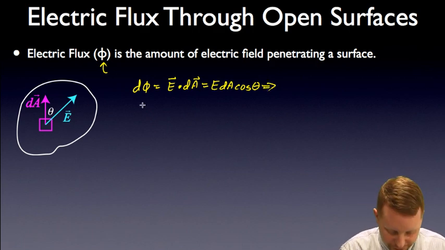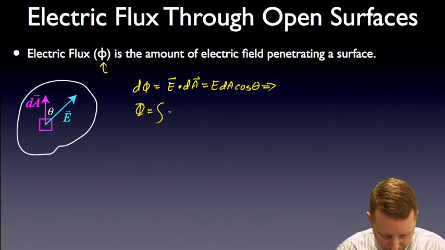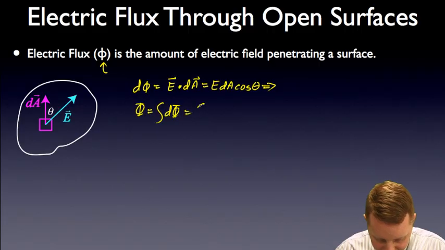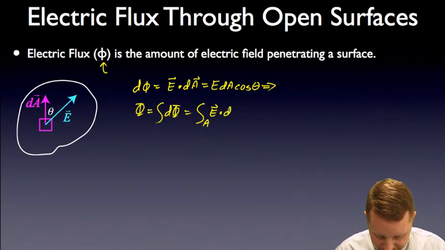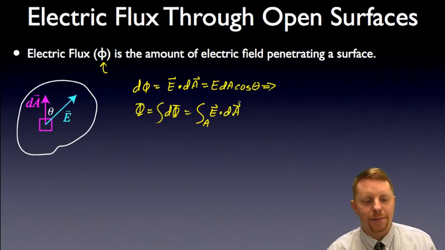Therefore, the total flux phi is going to be the integral of d phi, or the integral over that entire area of E dot dA. So when we're talking about electric flux, especially through an open surface, that's what we're talking about.